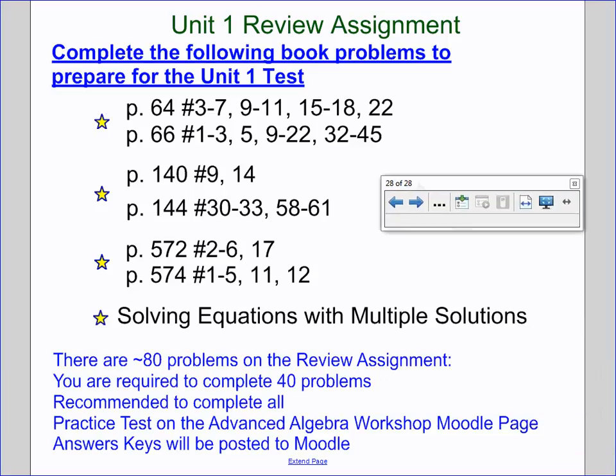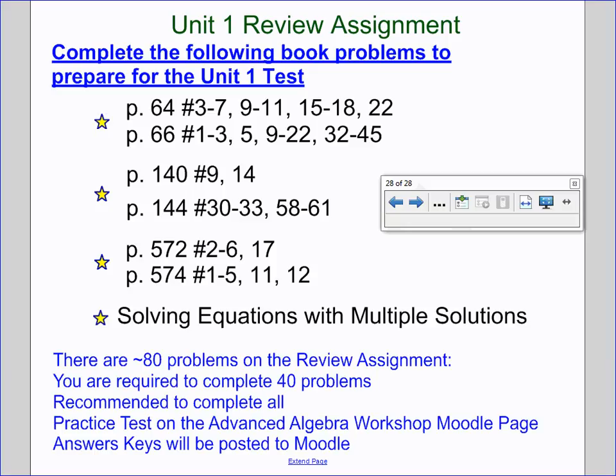The Unit 1 review assignment is printed out on that last page of your note sheet. There's a whole bunch of problems taken from different sections of reviews and self-tests, and there's a solving equations worksheet with multiple solutions, because that's somewhere students forgot on the quiz. Some people forgot the plus or minus or how to break up bars. Altogether, there are about 80 problems on this review assignment. However, to get full credit, you only have to pick any 40 or more. So you can do any 40 of those.